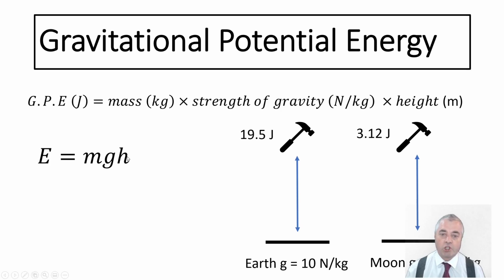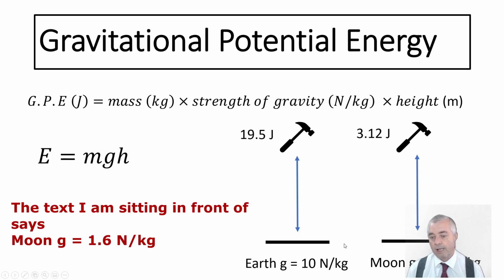So if we compare these two hammers, one is on the Earth and the other one is the same distance above the moon, they've got different amounts of gravitational potential energy because gravity on the moon is a lot weaker. Every kilogram on Earth is pulled down by a force of 10 newtons. But on the moon, every kilogram is only pulled down by a force of 1.6 newtons. So that means the potential energy of the hammer on the moon is a lot less than the potential energy of the same hammer, the same height above the surface of the Earth.